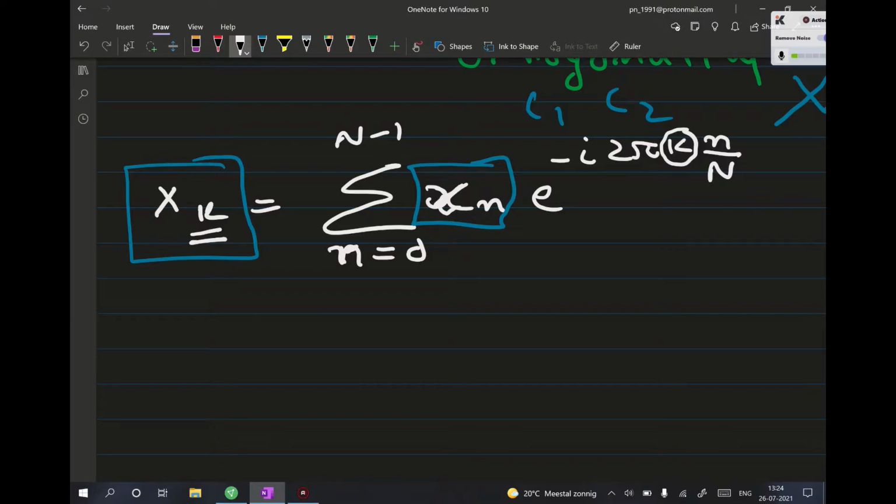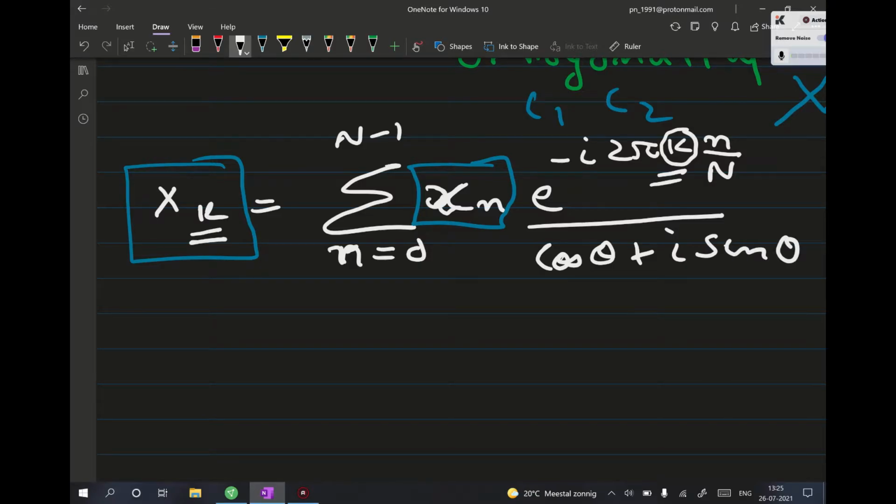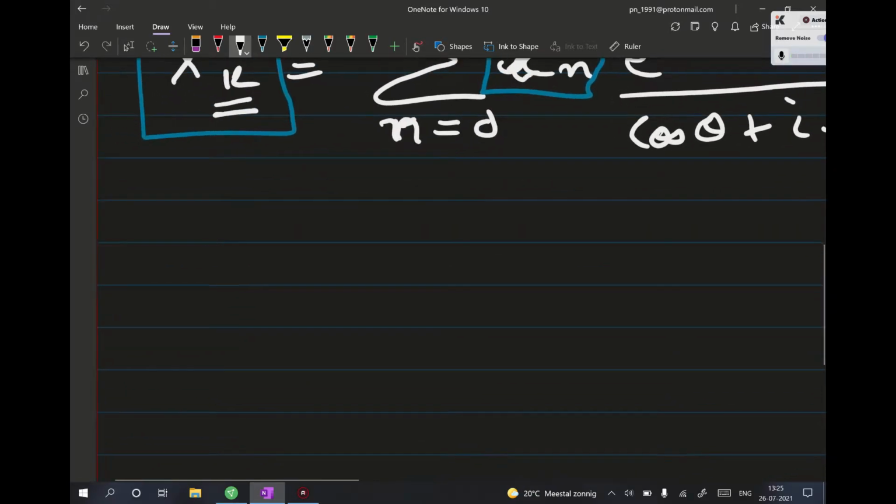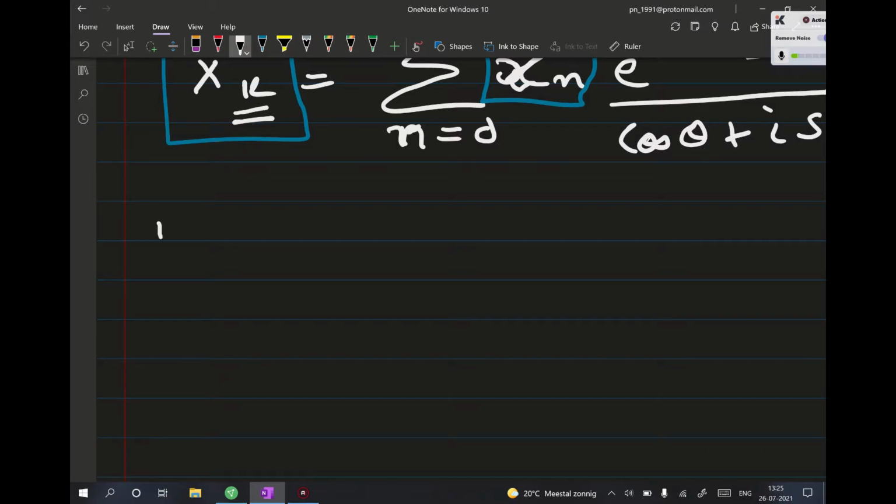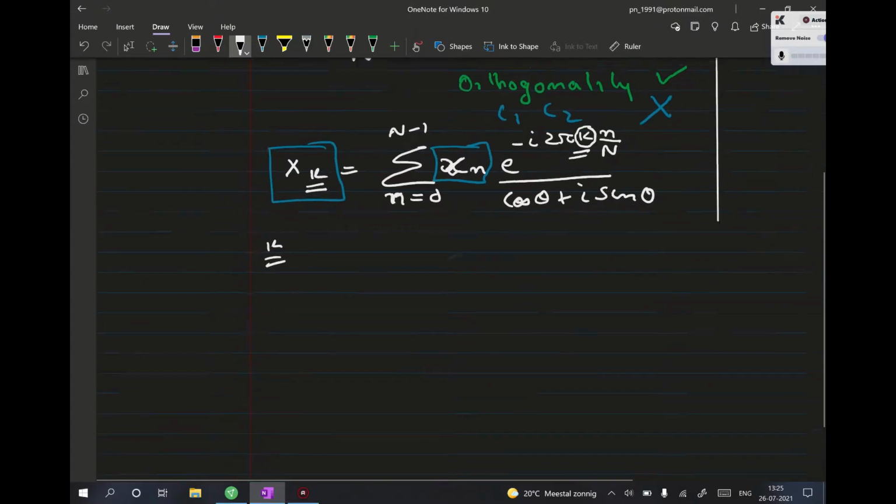the k variable means we are changing the frequency content of this term, which can be written as cos theta plus i sin theta. So what it means is, for some particular values of k, we would get non-zero response, and at these values of k, we would try to extract the frequencies of our input signal using the orthogonality check.